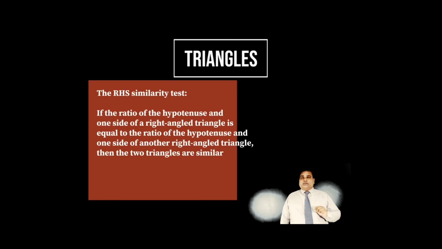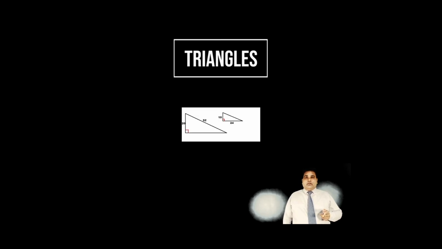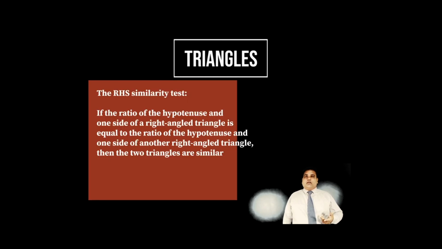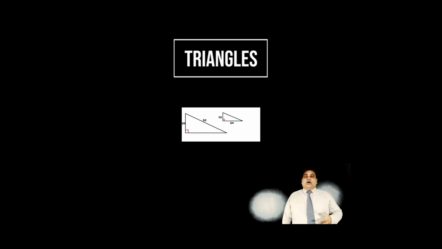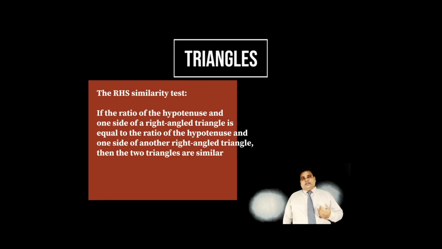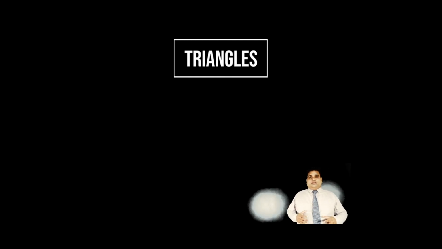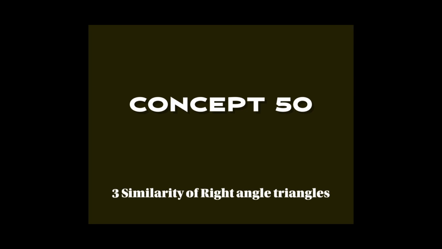Concept number 49, similarity of triangles in a right angle triangle. That is also known as the RHS similarity test. So what is the important thing in the right angle triangle? If the ratio of the hypotenuse and one side of a right angle triangle is equal to the ratio of the hypotenuse and the corresponding side of another right angle triangle, then the two triangles are similar.